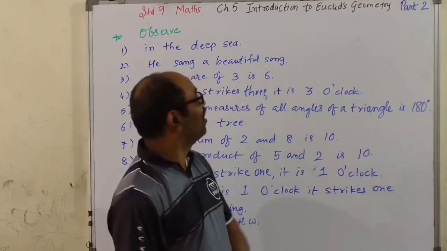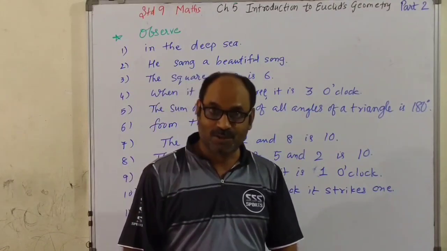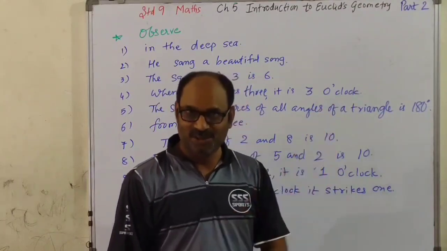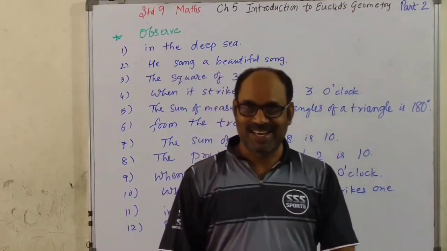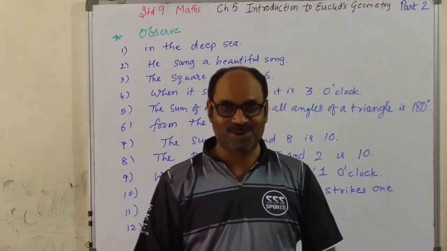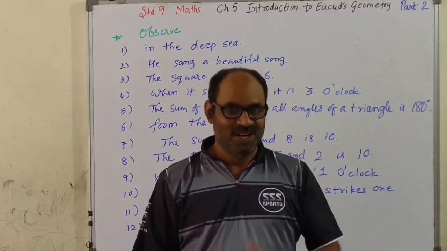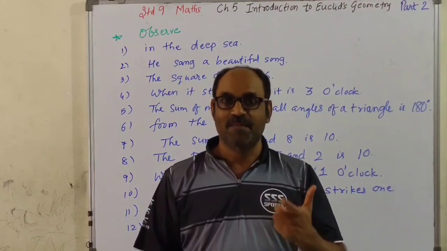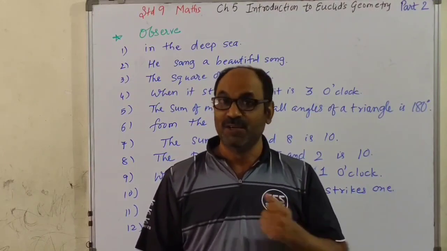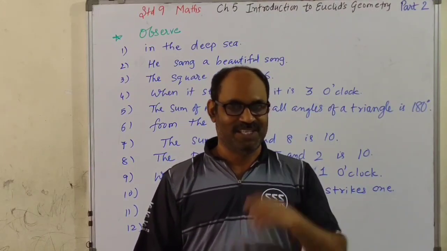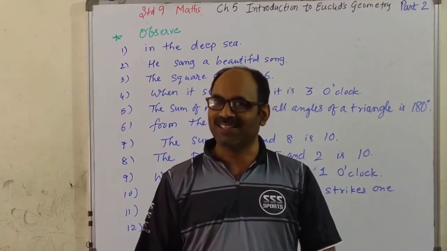Standard 9 Maths, Chapter Number 5, Introduction to Euclid's Geometry, Part 2. Well, yesterday you got introduced to Euclid's geometry. Euclid's geometry is nothing but modern geometry, a new structure of geometry, which contains four parts.